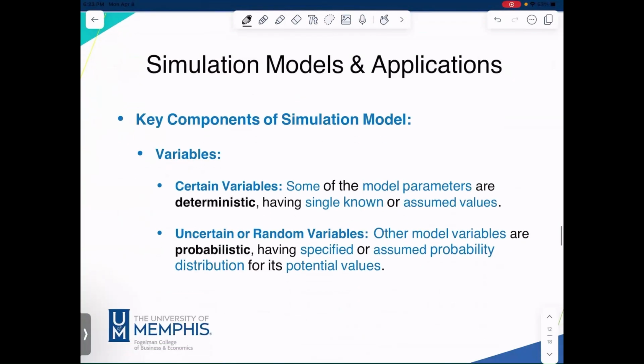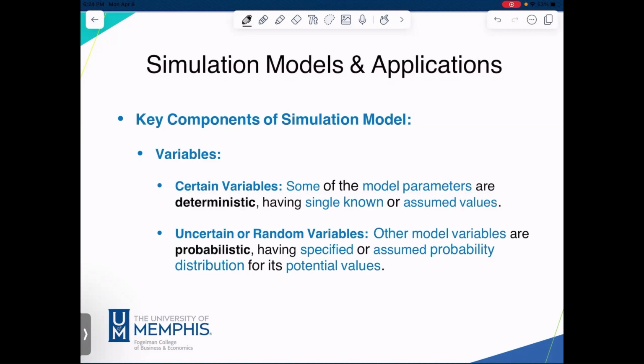All right, so moving on, there are a few key components of a simulation model, and I have been giving you hints about what those are, but just to sum it up, there will be two types of variables, right? There would be some variables which are certain. How do you know it's certain? Because I will tell you the value of those variables for sure. So this is the number for this variable, right? They're deterministic, they will never change.